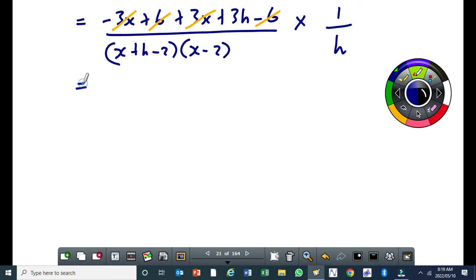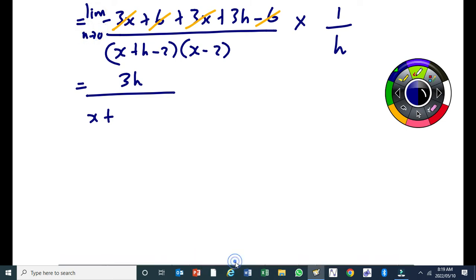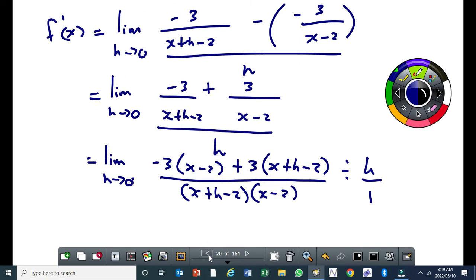It's all algebra. So this will be 3h over x plus h minus 2 times x minus 2, oh, that is what I'm supposed to write, limit there. Sorry, limit as h tends to 0. Please don't forget to write that. We haven't found the derivative yet. Okay, I put it there.